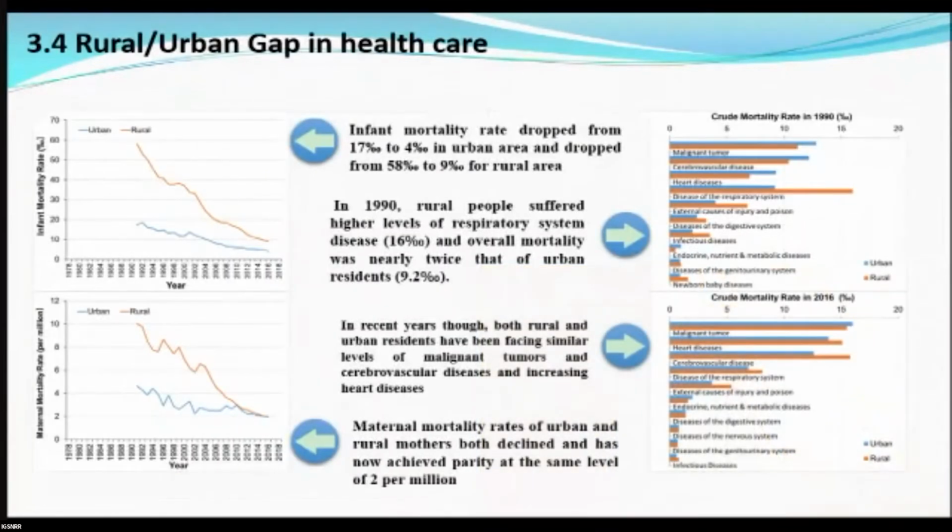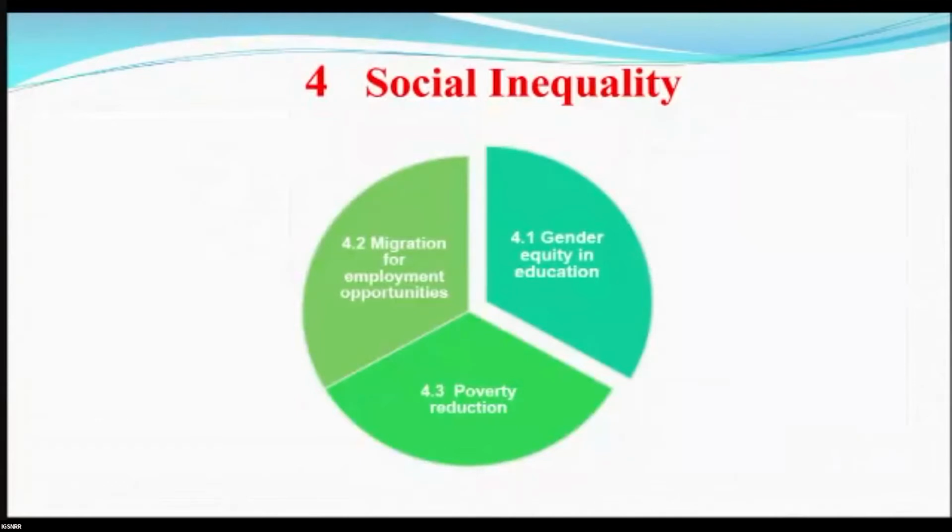It's very interesting that healthcare improved very much. Most probably that's because the healthcare facilities are now widely available for both the rural and the urban people. The social equality, that's the gender equality, education, and poverty reduction, and migration for employment opportunities. We look at the issues and look where the people migrate, where the people are targeting. That's how we see which areas are really in the big difference.